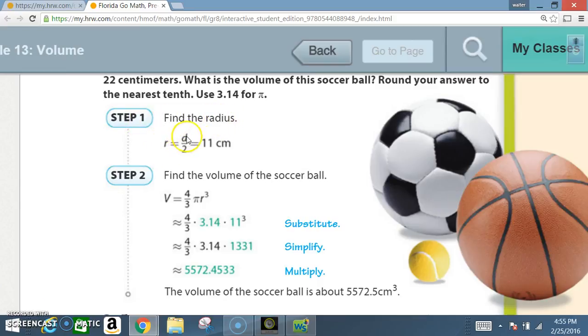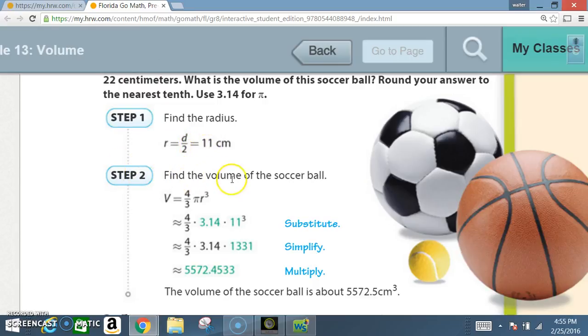Radius is equal to the diameter divided by 2. So that's going to be 11. Now what was the diameter? They told us it was 22 centimeters. So 22 divided by 2 is equal to 11.